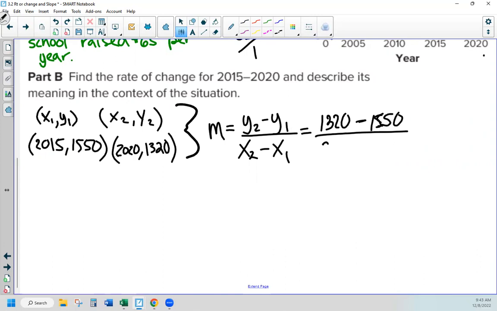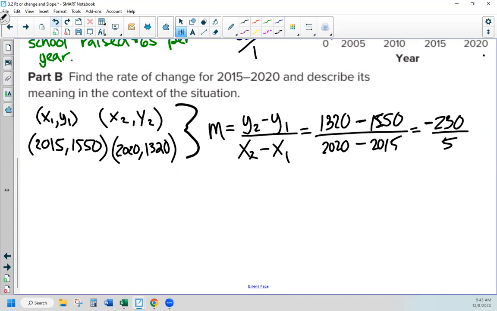Once again, a 5-year difference: 2020 and 2015. So we've got a 5-year difference here. 1320 minus the 1550 gives us a difference of 230. The 230, don't forget, because this number is larger, the 230 becomes negative.